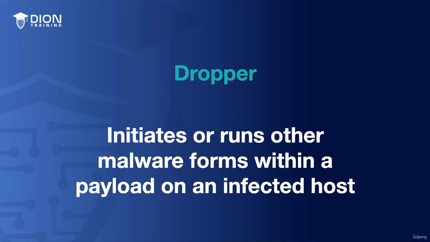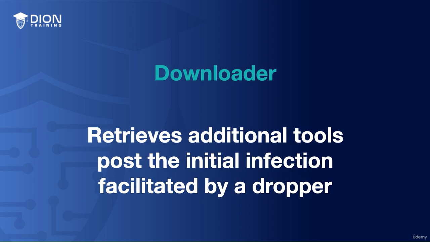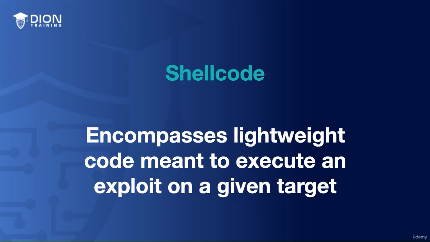Now, a dropper is a specific malware type designed to initiate or run other malware forms within a payload on an infected host. Downloaders, on the other hand, retrieve additional tools post the initial infection that's facilitated by a dropper. Meanwhile, the shellcode is a broader term that encompasses lightweight code meant to execute an exploit on a given target. Now, the primary function of a stage 1 dropper or downloader is to retrieve additional portions of the malware code and trick the user into activating it.